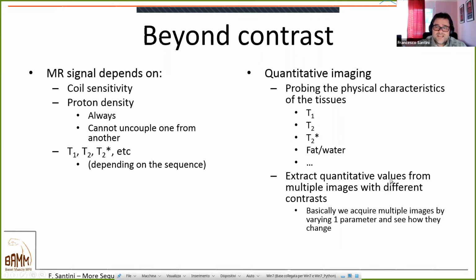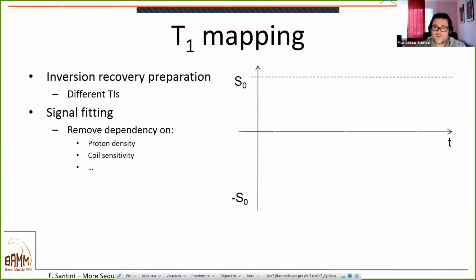So we basically only have one way of doing it. Since every image always depends on a number of factors, we can only extract quantitative values from multiple images. We have to acquire multiple images with different contrasts, and we vary one single parameter and see how the contrast changes. And then from these, we can extract the quantitative value that we want.